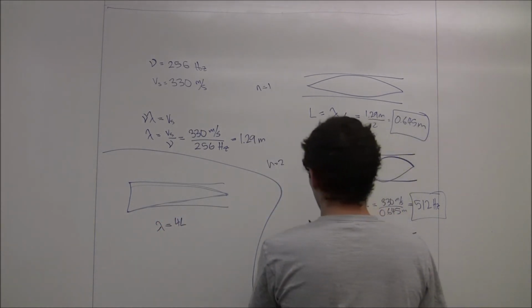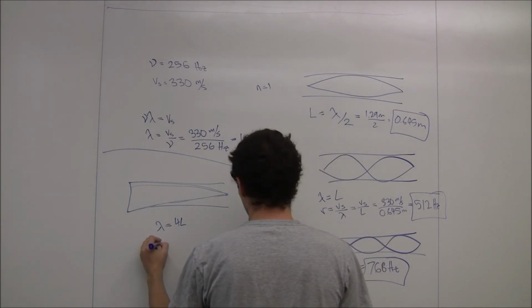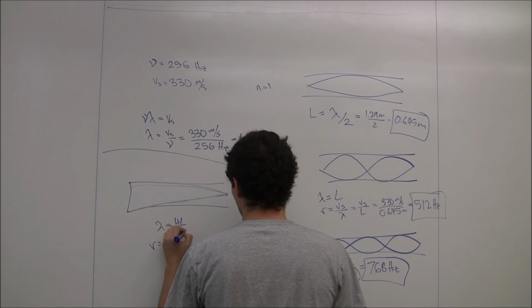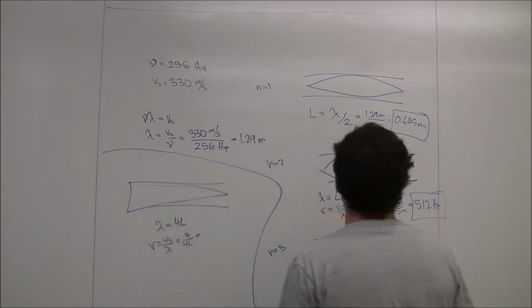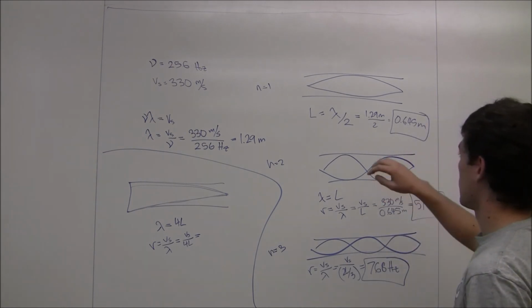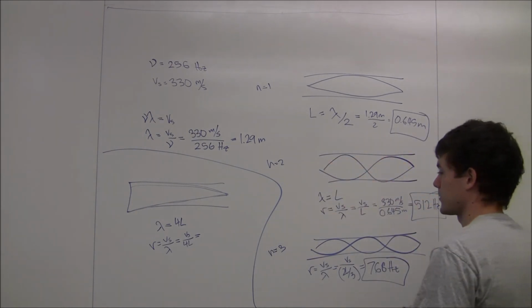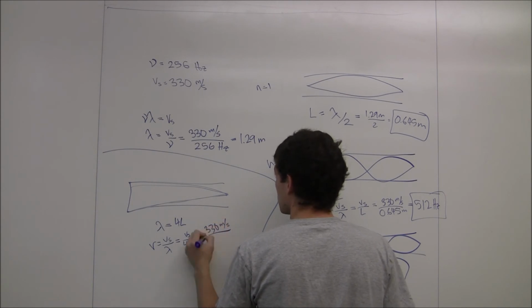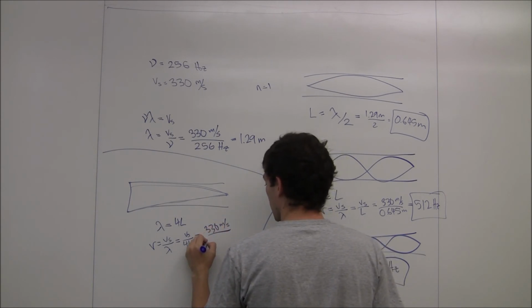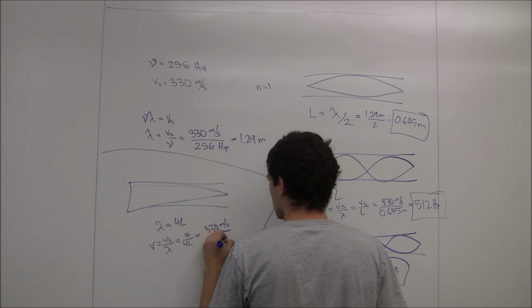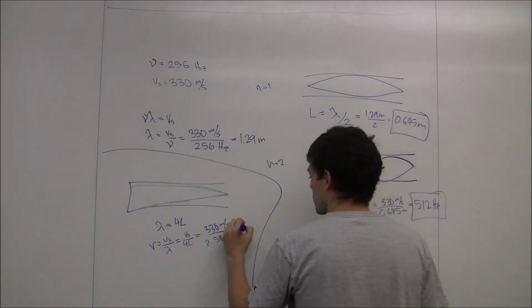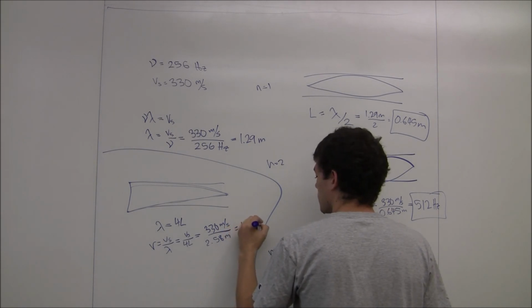So this allows us to, again, calculate the frequency. Nu is equal to v sub s over lambda is equal to v sub s over 4L, and that's just going to be half of the original frequency. So 330 meters per second divided by 2.58 meters is just one half of that, so 128 hertz.